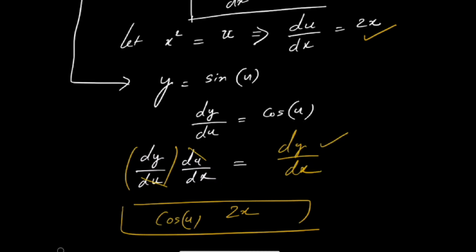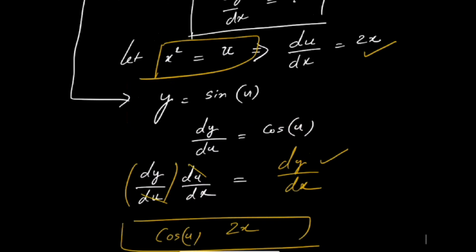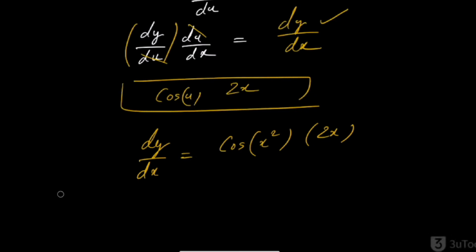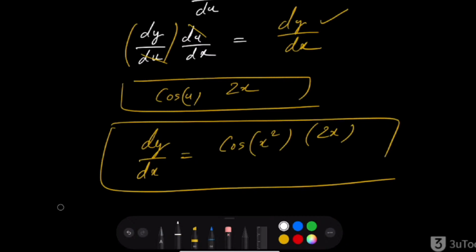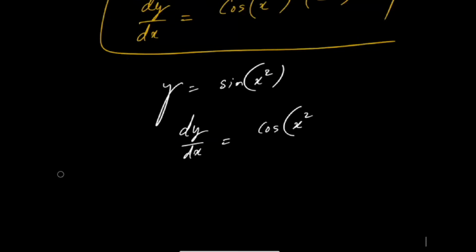But u was not given in the question. I assumed that variable to be u. u was equal to what? x squared. So I have to substitute that. So my answer is cos of x squared into 2x. So dy by dx is equal to cos of x squared into 2x. Clear? Now what was the question here? The question was: y was equal to sine of x squared. What is dy by dx? dy by dx is cos of x squared into 2x.